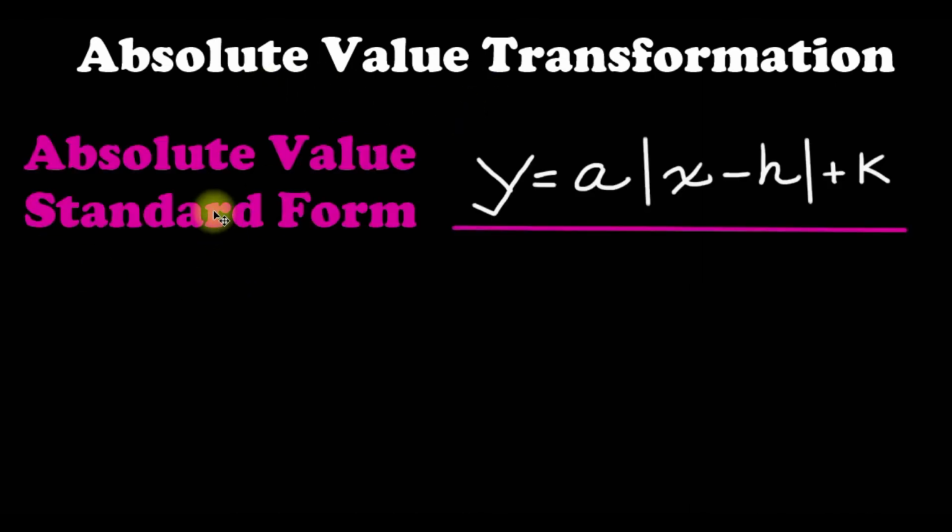Now I'm going to show you absolute value transformations. Here's an absolute value equation in standard form: y equals a times the absolute value of x take away h, plus k. I'm going to show you the effects of a, h, and k, what a, h, and k are doing to the parent function. And that's your transformation.